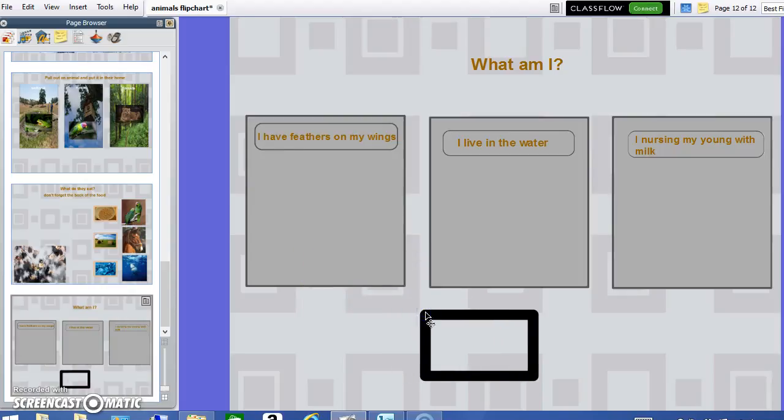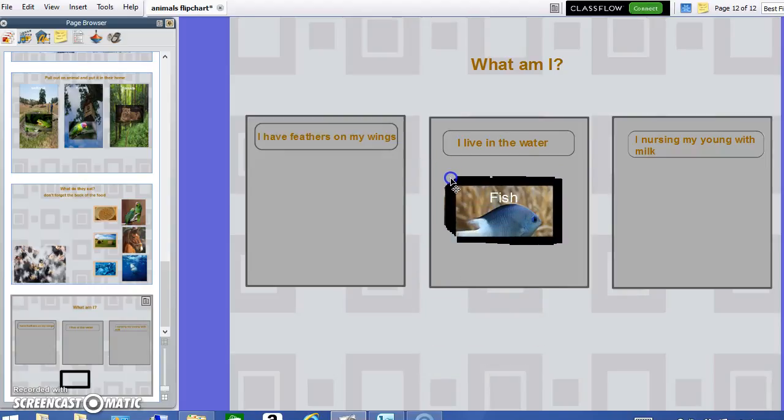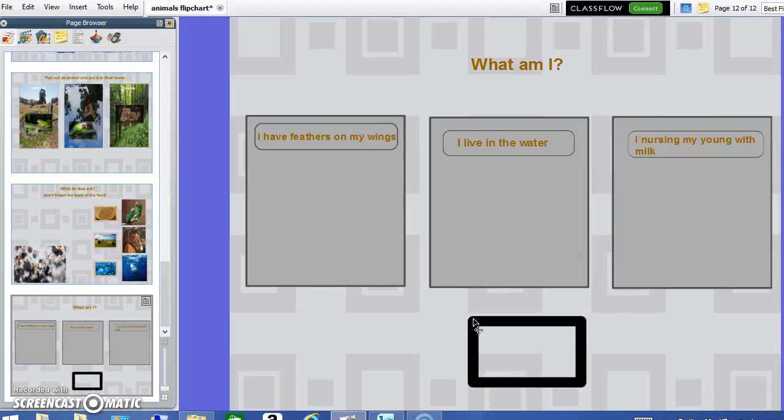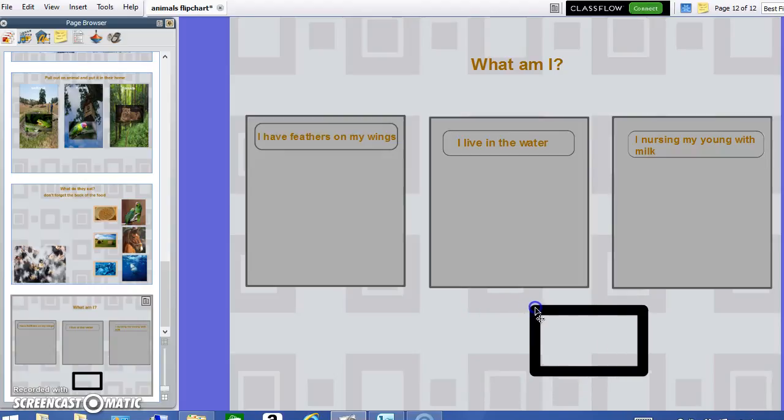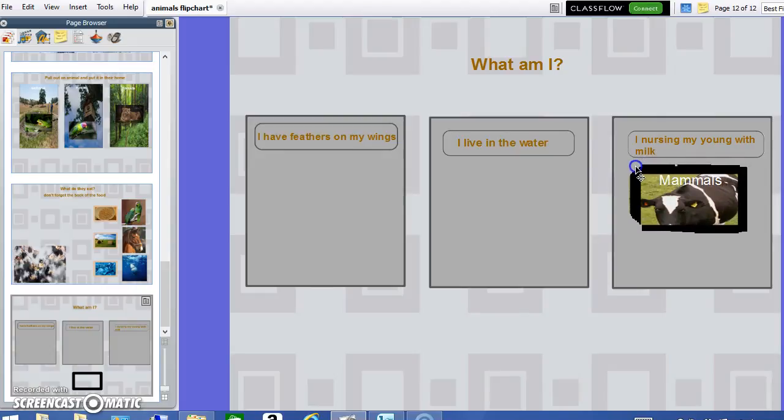The second question: I live in the water. What are the animals that live in the water? The students answer, then he can pull the magic mirror to see the correct answer, which is the fish. And the last question: I nurse my young with milk. Which of these animals can nurse their young with milk? The students answer, then he pulls the magic mirror to see the correct answer, which is mammals.